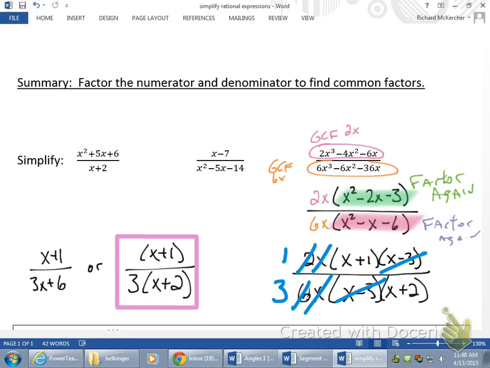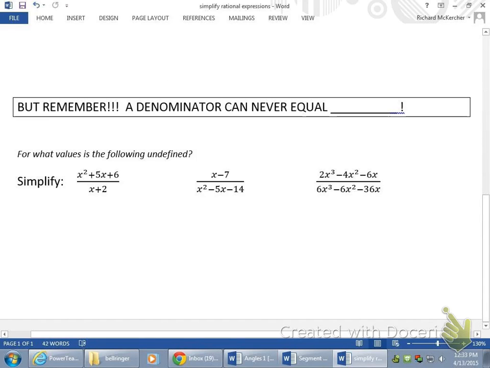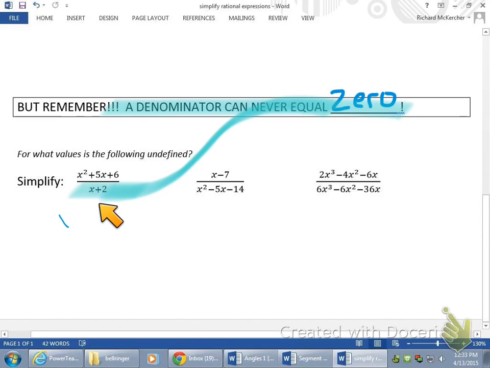All right, one more at the bottom, or 3 more at the bottom. You'll notice that they're the same exact 3 problems. This time the question is, for what values are the following undefined? We need to remember right here that a denominator can never equal 0. So if I look at all of these, I have denominators. I need to identify that this denominator here, x plus 2, cannot be equal to 0. So if I just solve that, it tells me quickly that x can never be negative 2.